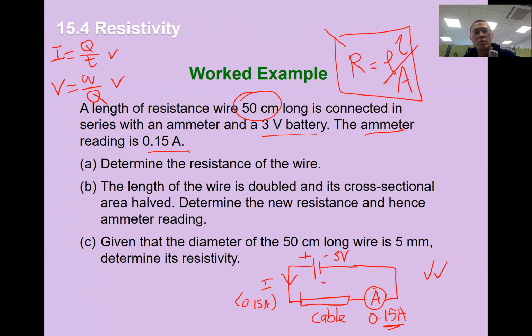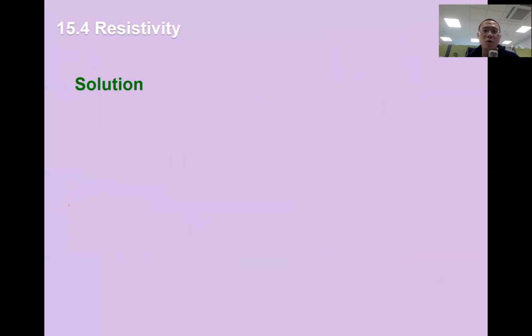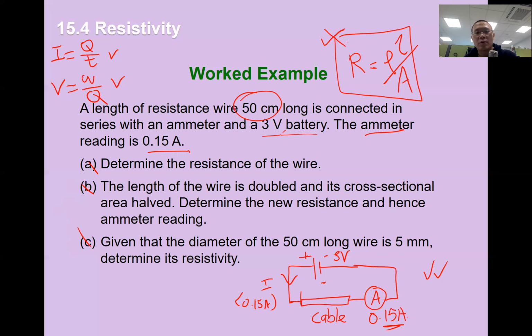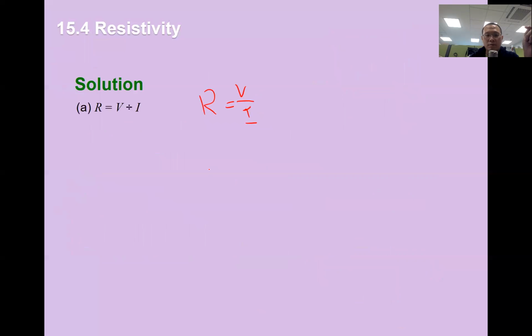One, two, and the third one here. So these are the three formulas that you can use, or possibly might need to use, to solve A, B, and C. Now let's take a look at the solution. If I want the resistance of the component, I just use the formula R equal to V over I, because I already have the voltage and the current, so I just substitute into the formula. I should then have the resistance of the cable.